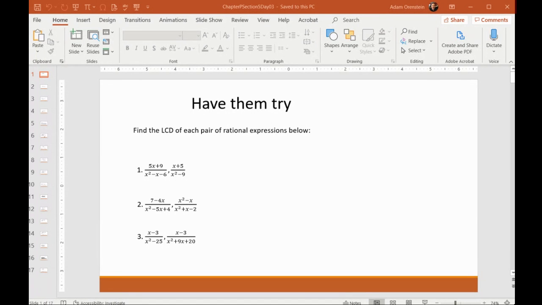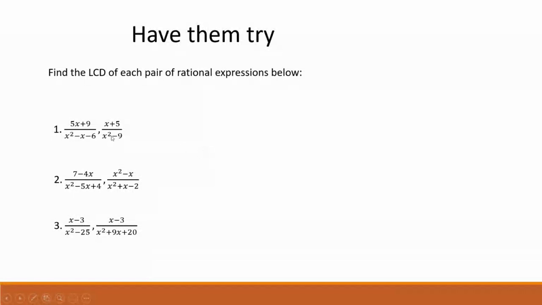Okay, so again here, what I want to do is get the LCD for each of these three pairs of rational expressions. It's good to get the LCD because when you add and subtract, you're going to need a common denominator. It's just like with fractions of integers.